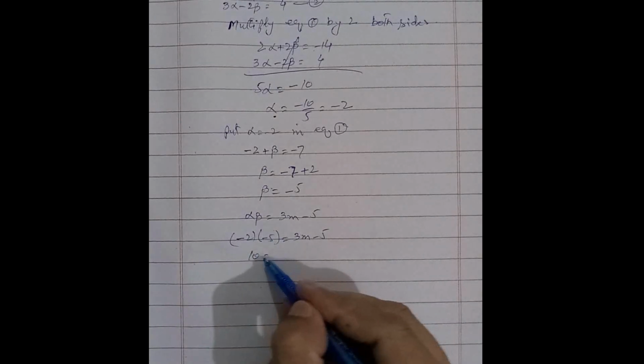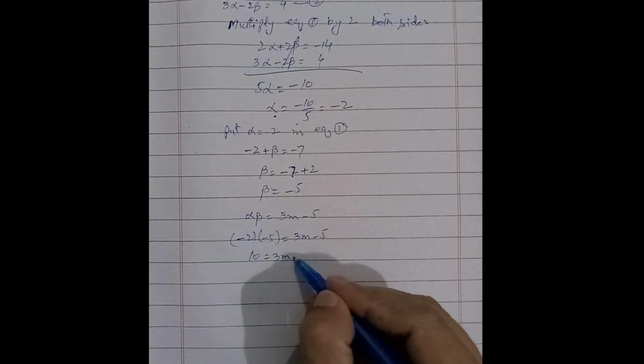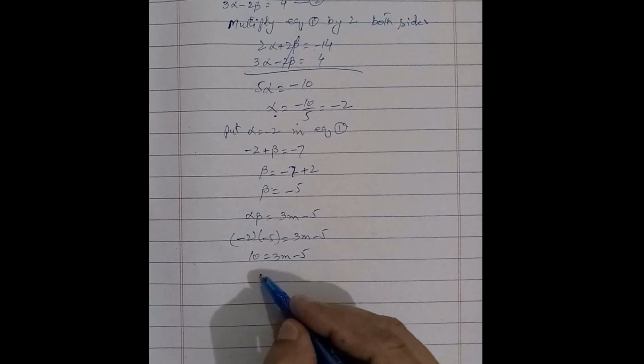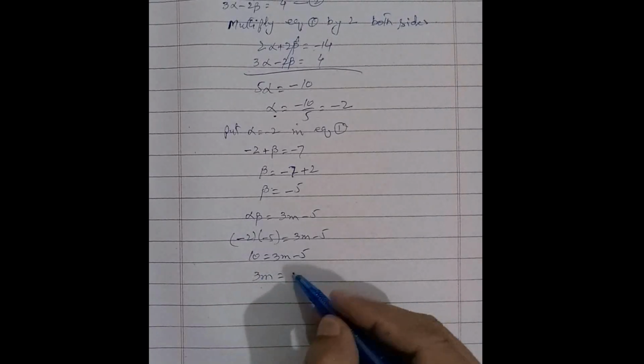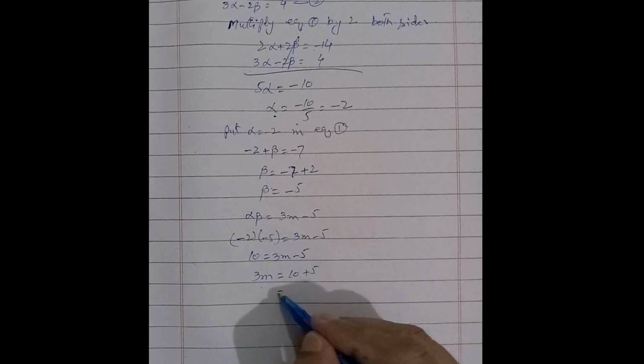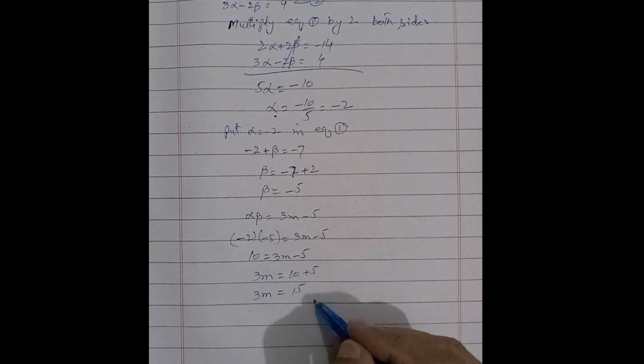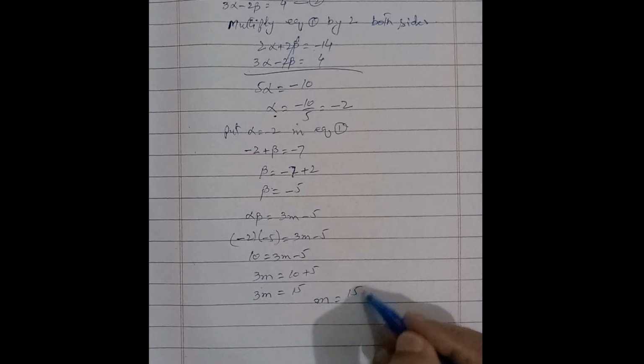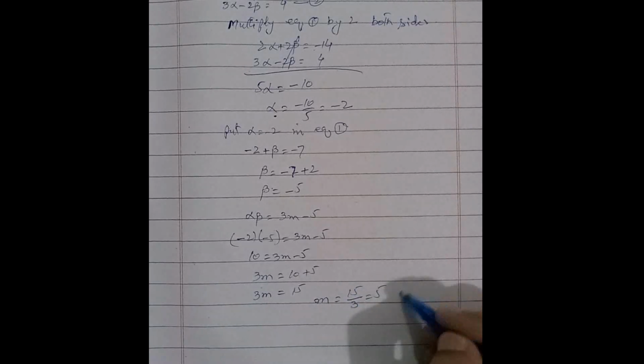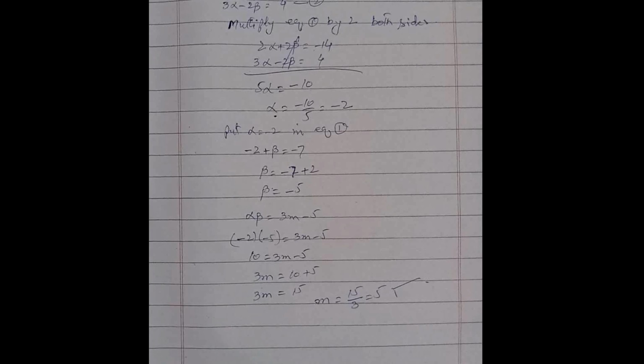5 2s are 10 is equal to 3m minus 5. And we get 3m is equal to 10 plus 5, which is equal to 15. 3m is equal to 15, and m is equal to 15 over 3, which is equal to 5. In this question, the value of m is equal to 5.